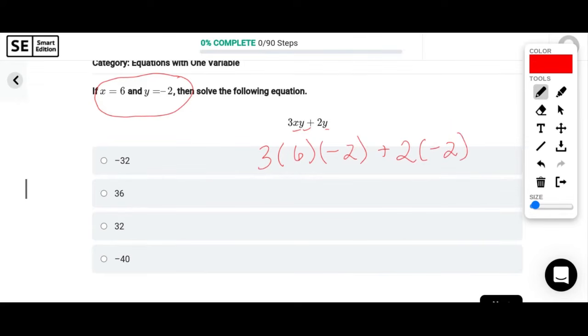Okay, I'm going to go through and multiply 3 times 6 and then times negative 2. Okay, that will get me to negative 36. And then I have to add 2 times negative 2, which is negative 4. Okay, so negative 36 plus negative 4. When we do this, we're adding negatives together, so our answer will definitely stay negative. Okay, 36 plus 4 would be 40. So this would be negative 40 as our answer.